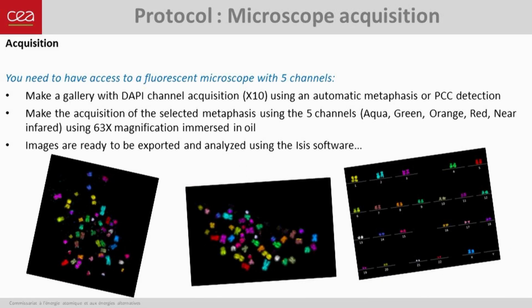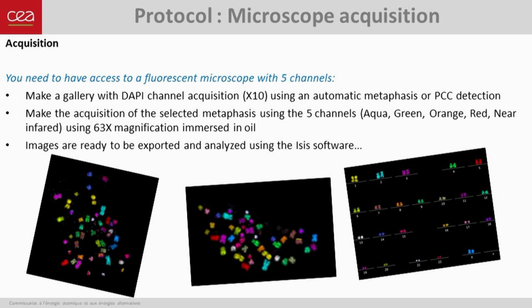For the microscope acquisition, you need to have access to a fluorescent microscope with DAPI channel and the 5 following filters: aqua, green, orange, red, and near-infrared. In our lab, we use the Metafer acquisition software, and I will show you the main steps for image acquisition using this software. First, if you didn't do it previously for the analysis of other staining, you have to create a gallery with a 10x objective.